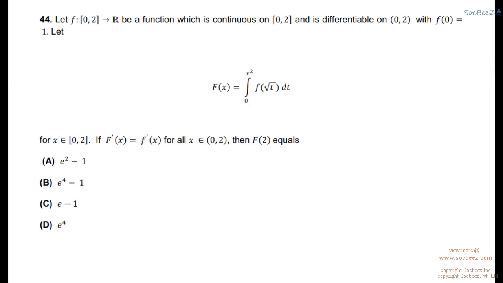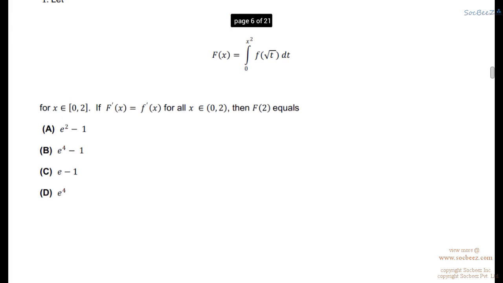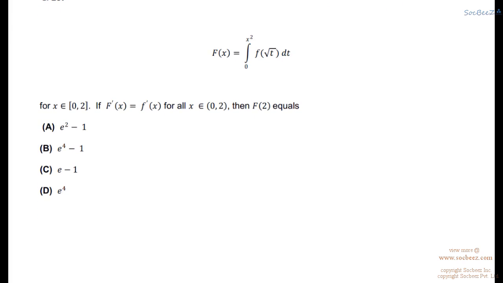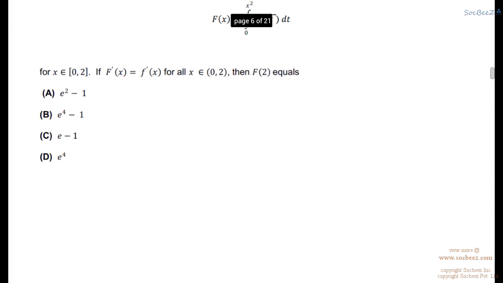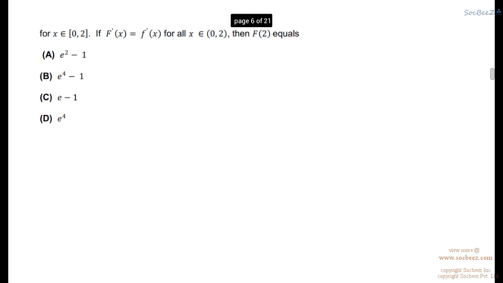Now let's see another question. The question says, let f from [0,2] to R be a function which is continuous on [0,2] and differentiable on (0,2) with f(0) equals 1. Let capital F(x) equal the integration from 0 to x square of f(root t) dt, for x belonging to [0,2]. If F dash x equals small f dash x for all x belonging to (0,2), then F(2) equals.